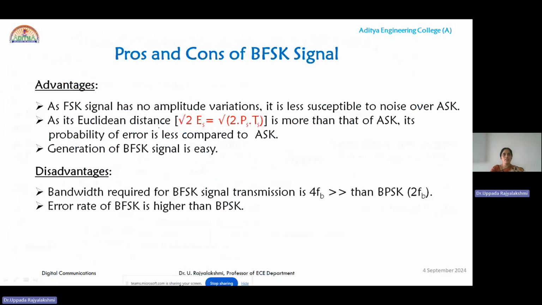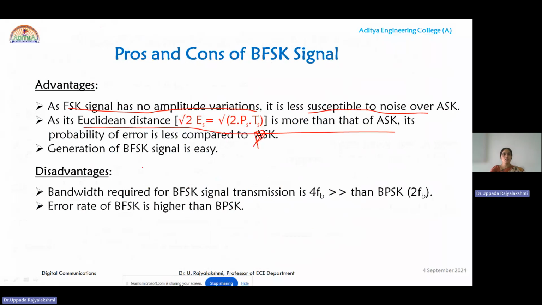Here you can see the advantages. FSK has no amplitude variations, similar to PSK, so it is less susceptible to noise. And similarly, the Euclidean distance is more than ASK, but less than PSK. Because the Euclidean distance is more than ASK, its probability of error is less when compared to ASK. But when compared to PSK, the probability of error is more.